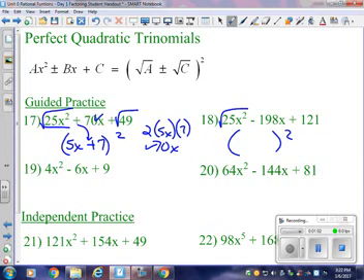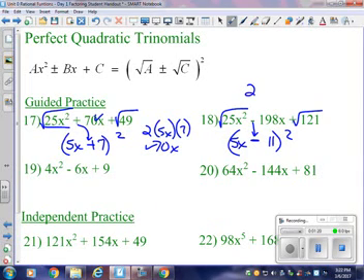First, we're going to square root the first, and that's 5x. We're going to square root the last, and the square root of 121 is 11. We're going to take the sign from the middle and say it's this quantity squared. So if I square the first, I get 25x squared. If I square the last, I get 121.